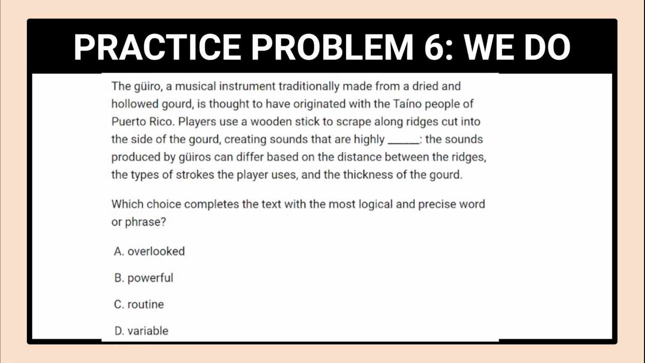If you selected answer D, you are correct. It is highly variable, because here we can see after the colon, the sounds produced by the instrument can differ based on the distance between the ridges, the types of strokes, and the thickness of the gourd. This one is can differ, which is what reflects the answer. D is the correct answer, because this one is saying change. None of the other options really reflect that except for D, which is very similar to that.